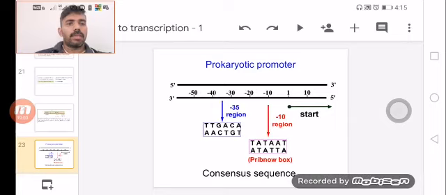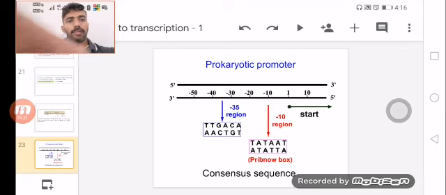The sequence at -10 is TATAAT. It's a consensus sequence, and that particular sequence is otherwise also called the Pribnow box, right? And at the same time, at the -35 region, we have another consensus sequence called TTGACA.